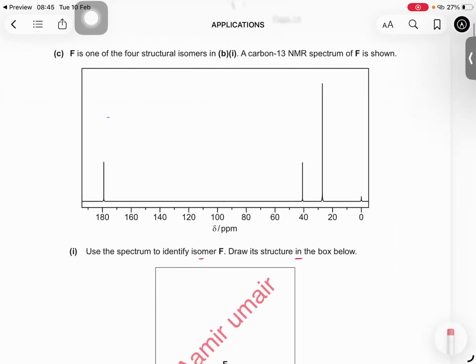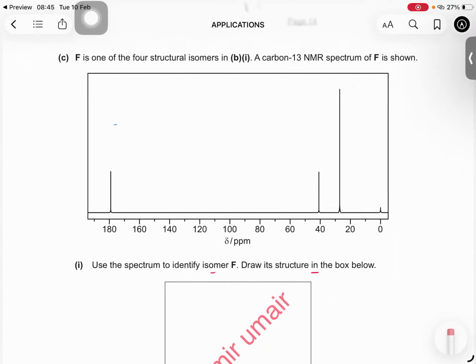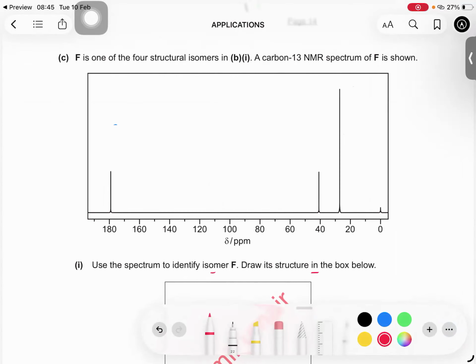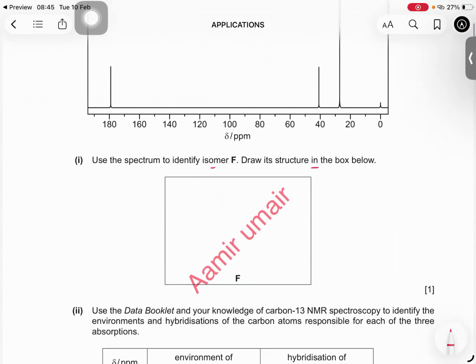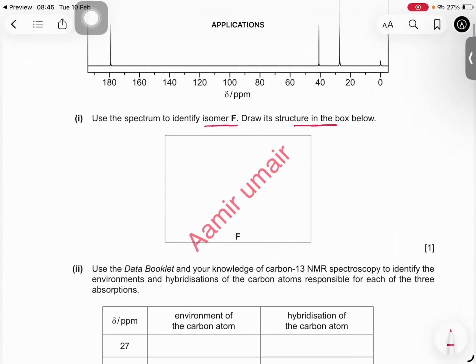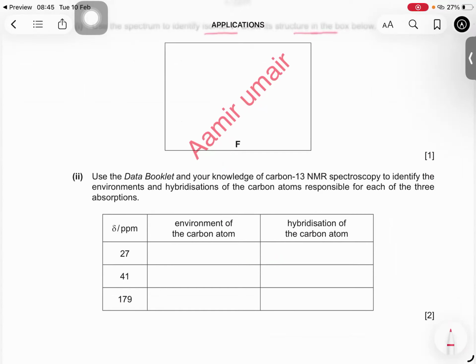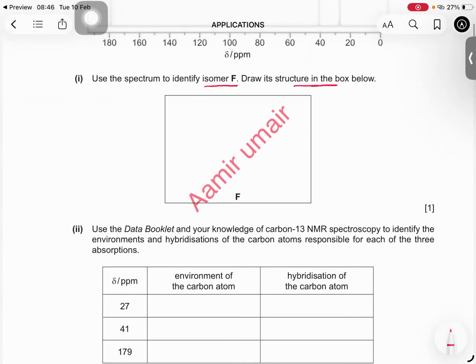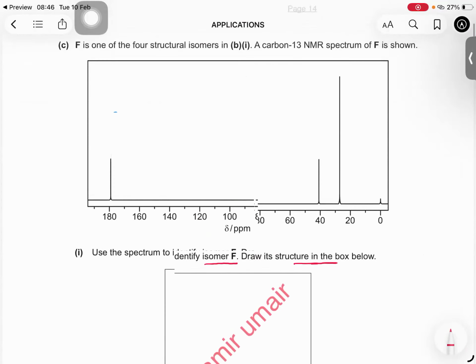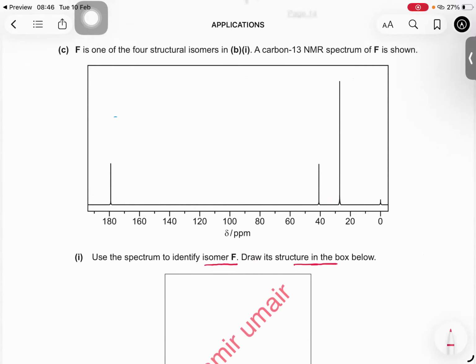Now here we go. F is one of the 4 structural isomers in B1. Carbon 13 spectrum of F is shown here. Use the spectrum to identify the isomer F. Draw its structure in the box below. And then carbon 13 data के हिसाब से आपको ये fill करना होगा. But as I tell you always, instead of following this spectrum, अगर हम खुद से वहाँ जाके, if we assign the peaks, then we'll be able to understand.